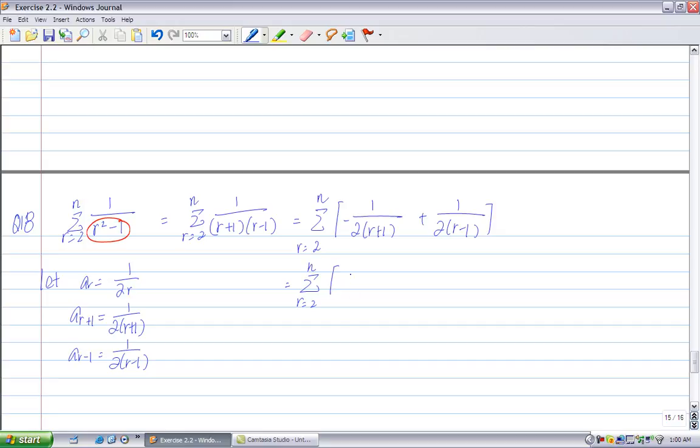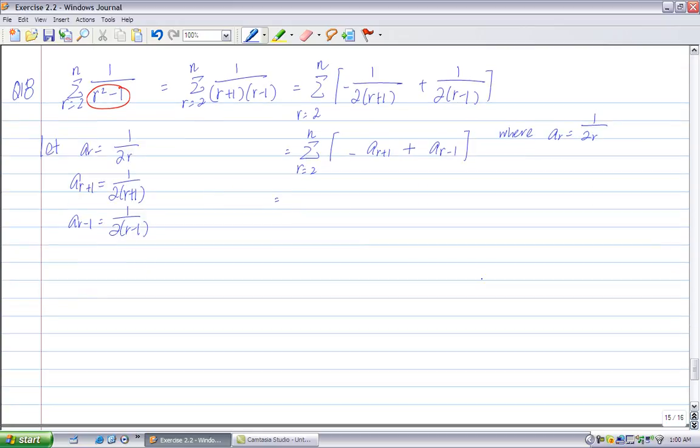So from here, sub in. This would be minus A_(r+1). Follow? This term here would be plus A_(r-1), where A_r is equal to 1 over 2r. Easy. Let's expand out a few terms to look at the pattern and how they cancel out each other.